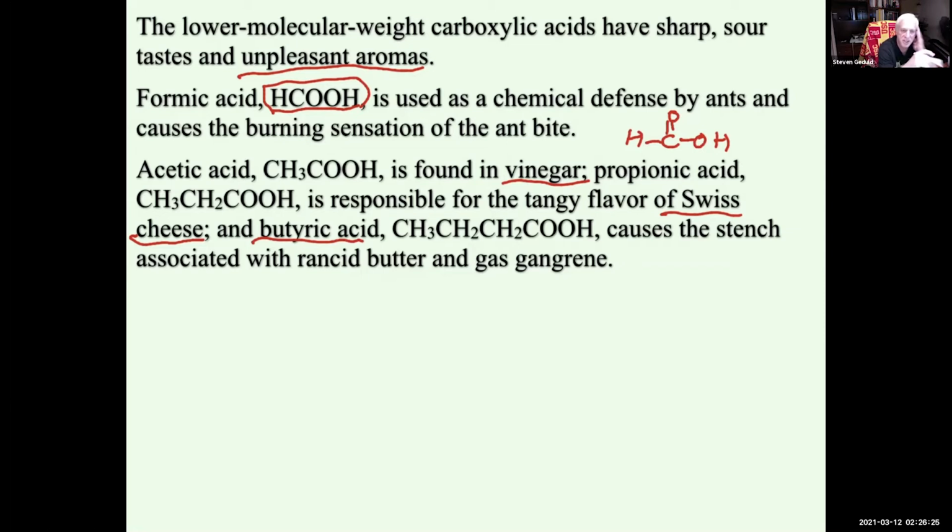Okay, this causes the smell you get when butter turns bad. And gangrene. I don't know if you ever had a patient that's had gangrene on a digit, foot, or hand. It is not a good smell. It can make you sick smelling that stuff. Okay, that's when you have patients like that.